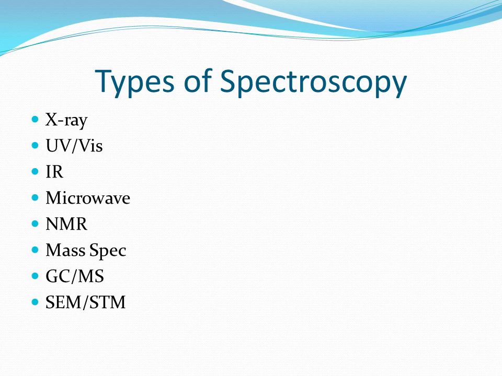Some other types of spectroscopy include X-ray spec, ultraviolet or visible spec, IR, microwave, nuclear magnetic resonance, mass spec, gas chromatography mass spec, scanning electron microscopy, or scanning tunneling microscopy.